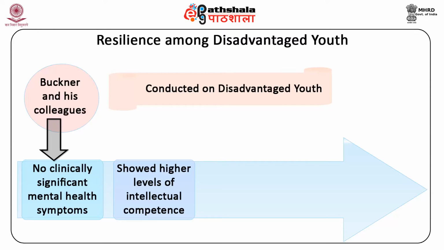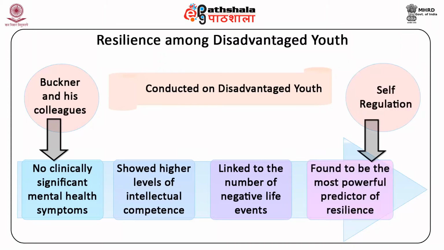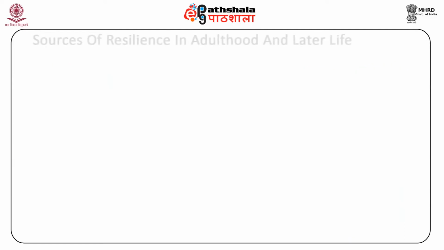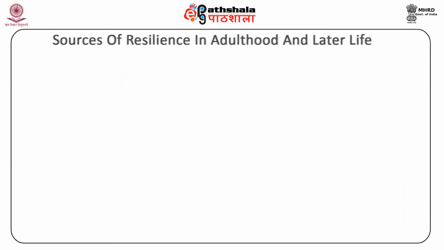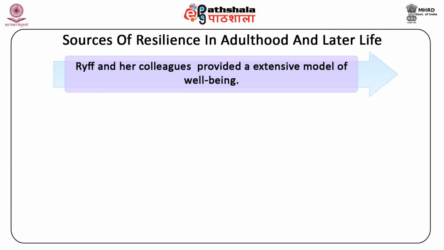Resilience was found to be linked to the number of negative life events and to chronic life stress. Non-resilient children had suffered more negative life events. Self-regulation was also found to be the most powerful predictor of resilience. Many factors which contribute to resilience in childhood also contribute to resilience in later life. Ryff and her colleagues have provided a very extensive model of well-being.